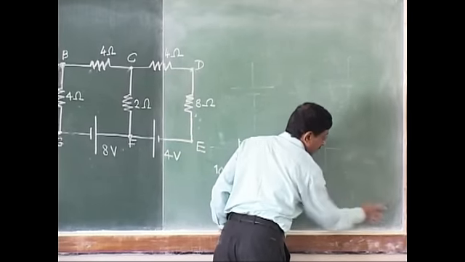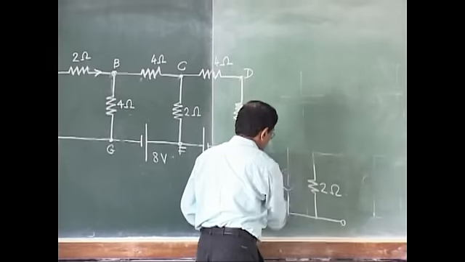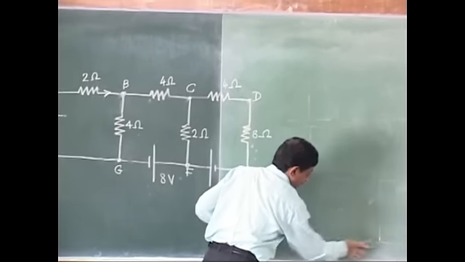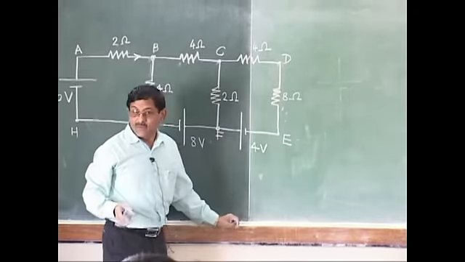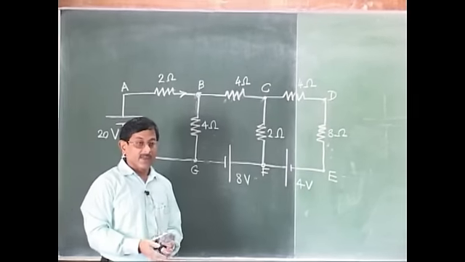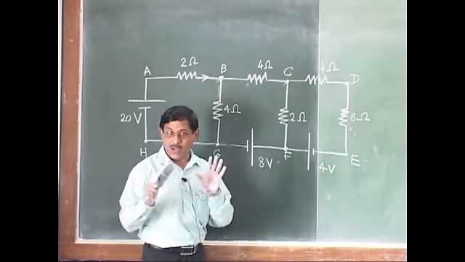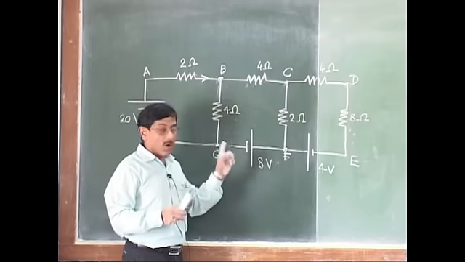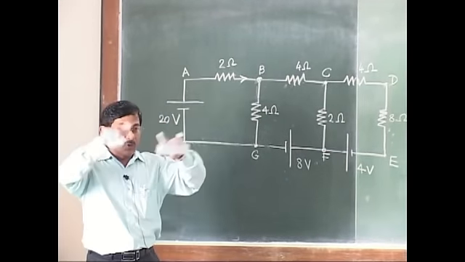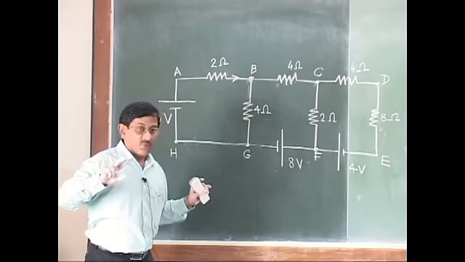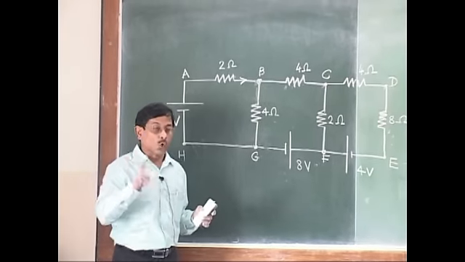Now see, the first law we have mentioned: at any junction or node, the algebraic sum of all incoming currents must be equal to the algebraic sum of all outgoing currents. Let us use this law and distribute the current. So the first law is useful for distribution of imaginary currents with our own will, but with certain rules.